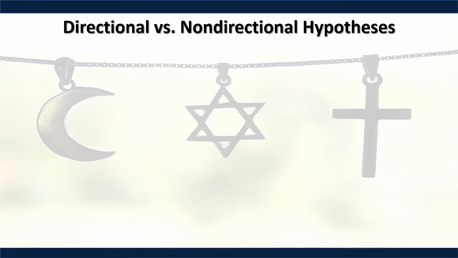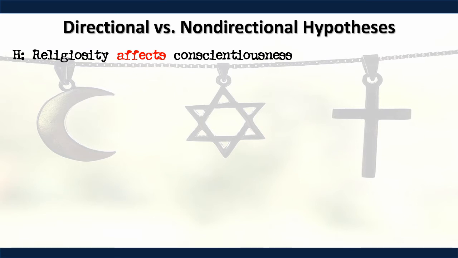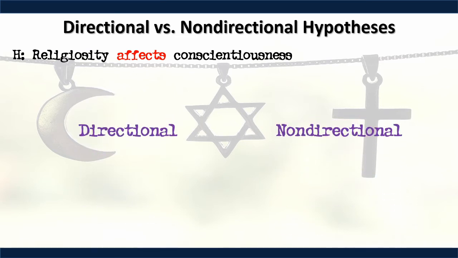The first thing you should know is hypotheses can be directional or non-directional. Non-directional hypotheses make the claim that two or more variables are related in some way, but the nature of the relationship is never specified. It then goes to reason that directional hypotheses specify the direction of the relationship. The words nature of the relationship or direction of relationship might confuse you right now, so let me give you an example. What if I predicted that religiosity affects conscientiousness? Would this be a directional hypothesis or a non-directional hypothesis?